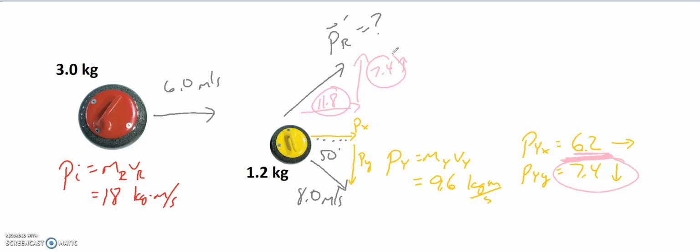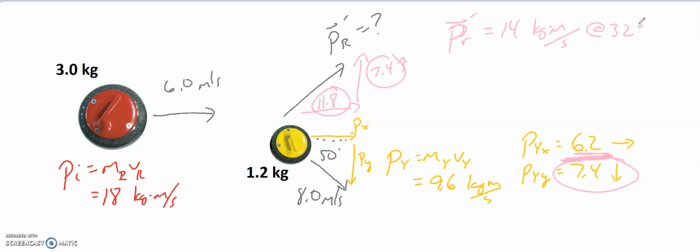Now I can use Pythagoras to figure out the hypotenuse, how much momentum it actually has, and then trig to find the angle. So Pythagoras, let's see, momentum for the red rock afterwards: using Pythagoras to find the hypotenuse, we're looking at around 14 kilogram meters per second. Then we use some trig, using tan theta would work really nicely, and we get an angle of around 32 degrees. So that would be the momentum of the rock afterwards.